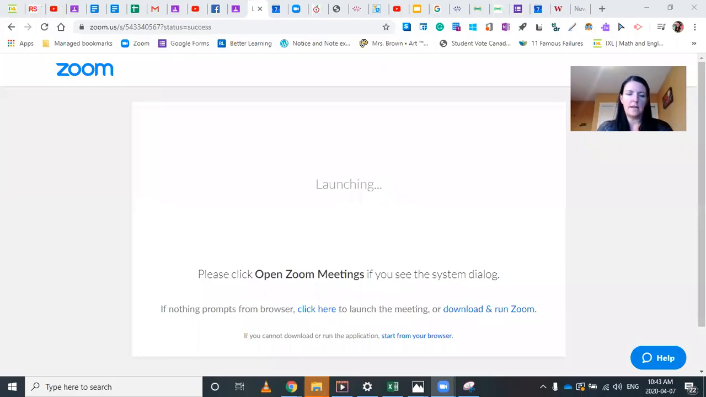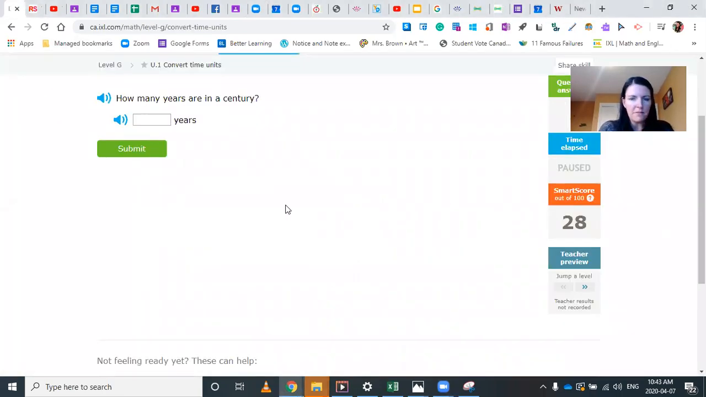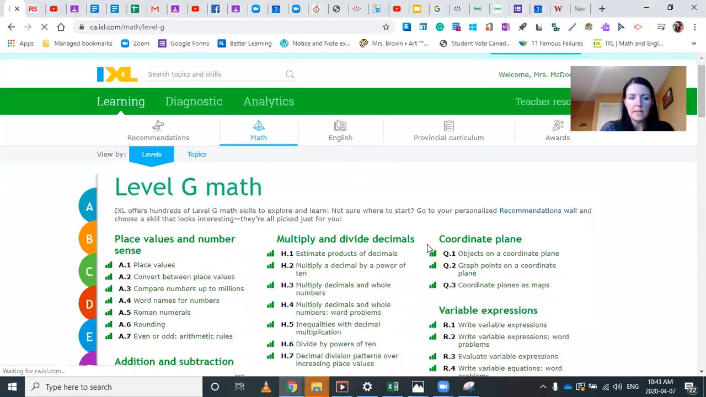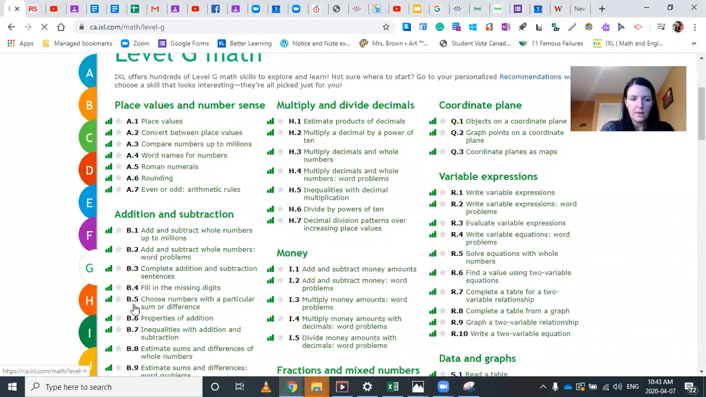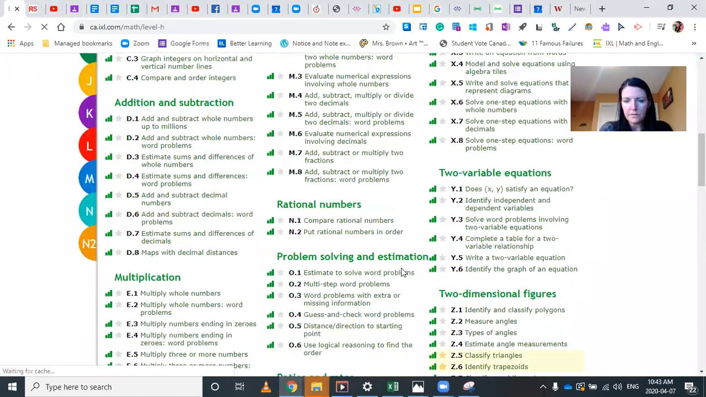We're doing IXL. We're on Z. We're doing our 2D shapes, and we're looking today at Z7 and 8. So let's get there. We're going to go back to level H, and we are clicking on Z7 first.